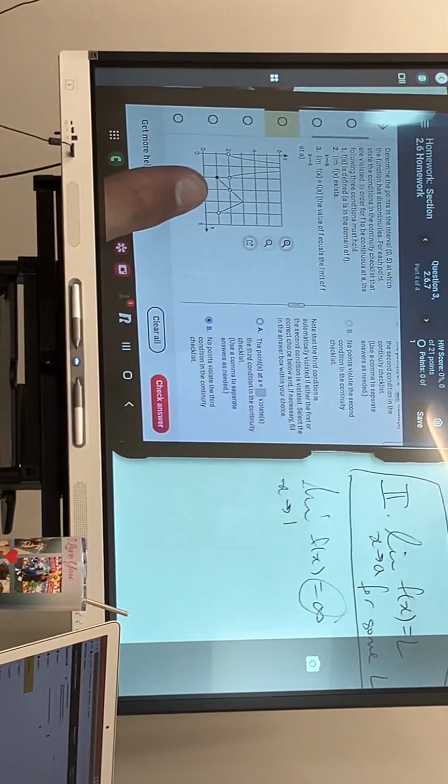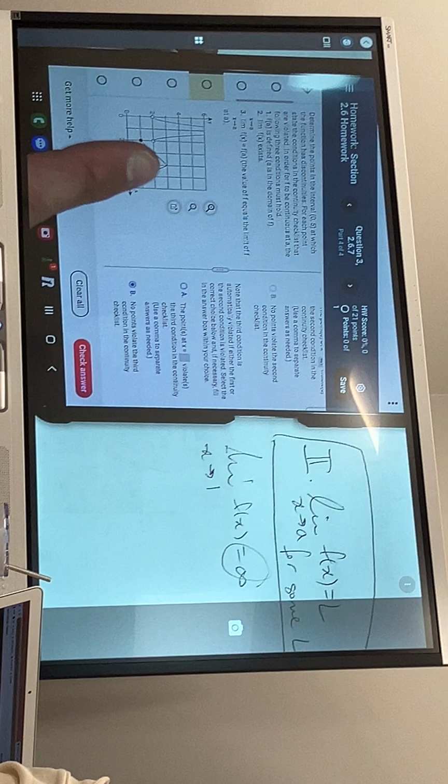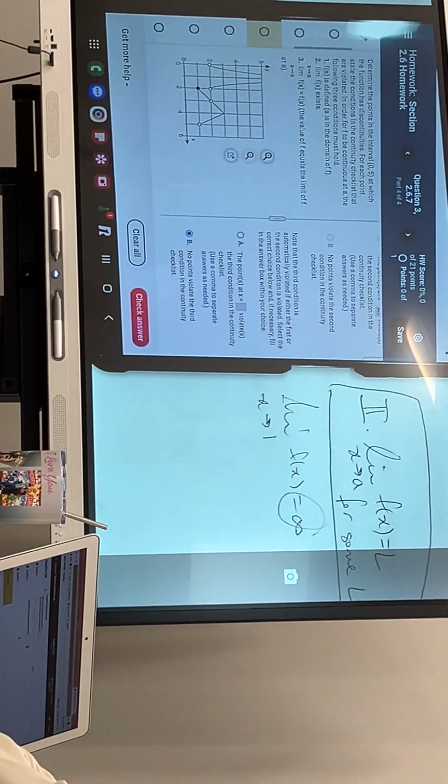And then what about at 3? The limit is 2, but the function's undefined.